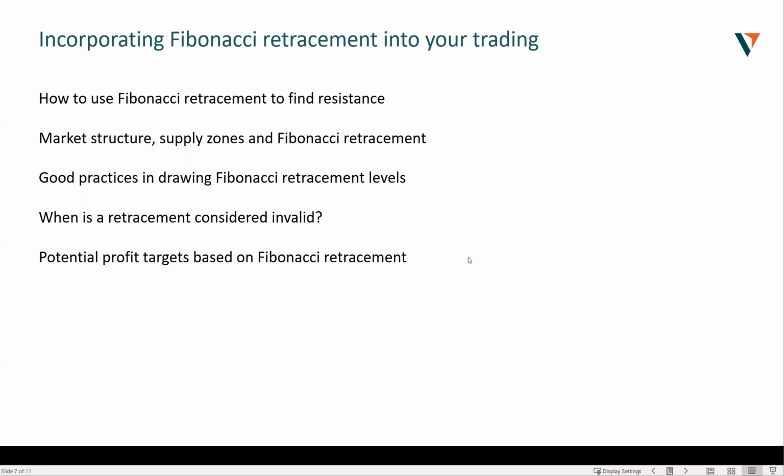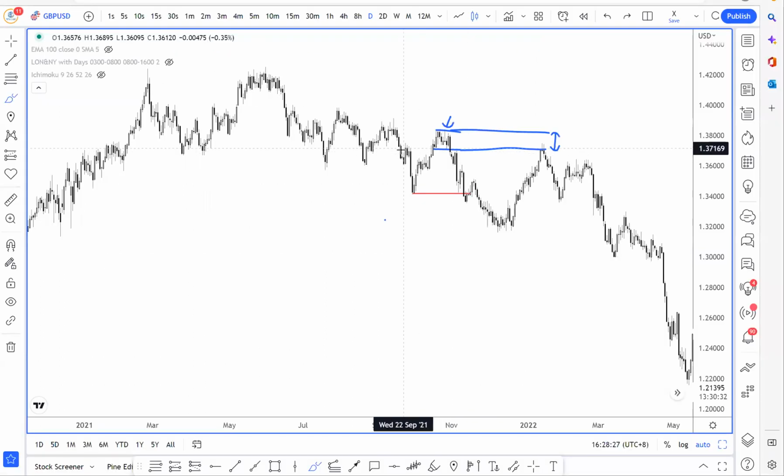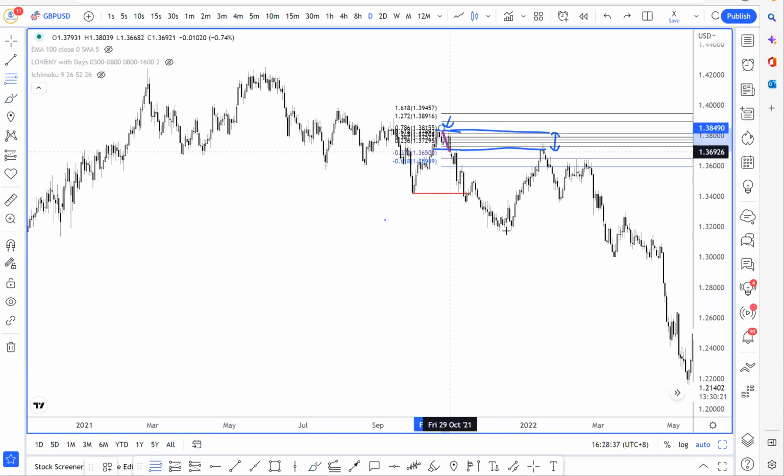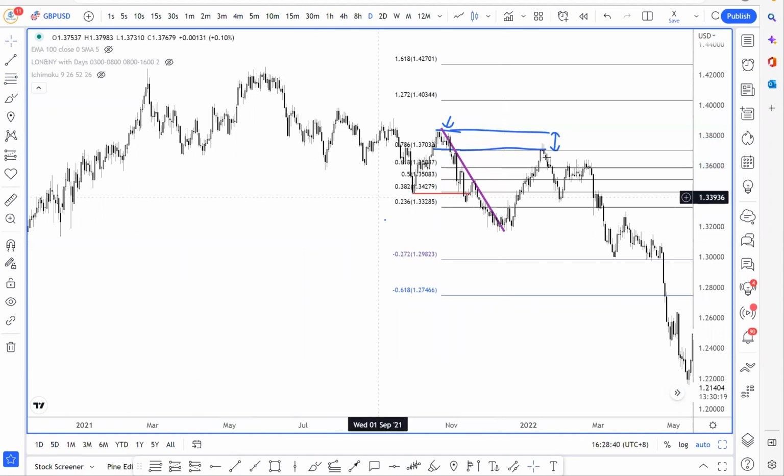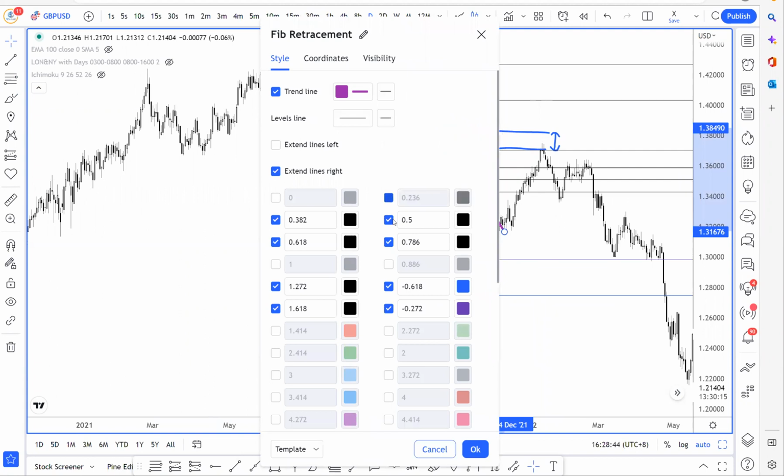In terms of potential profit targets based on Fibonacci retracement, right? In this example itself, the retracement numbers that I would like to introduce you to will be -27 and -61.8. So in this case, if you take a look at the retracement levels, whenever price retraces to 78.6 or 61.8, I'll just remove the rest of the retracement levels. Let's take a look at these few numbers, right?